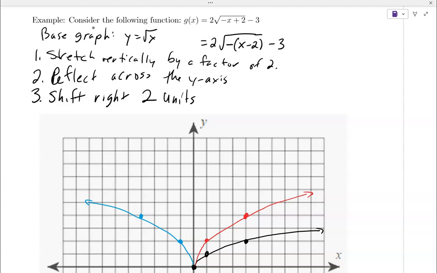Okay. So if we go right 2 units, the point at 0, 0 ends up at 2, 0, right? The point at negative 1, 2 ends up at 1, 2. And the one at negative 4, 4 ends up at negative 2, 4. So we've got that graph.